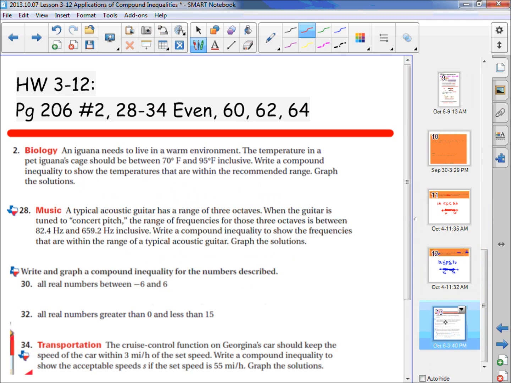The homework is going to be on page 206, number 2, and then 28 through 34 even, and then 60, 62, and 64. If you have any questions, I will be available tomorrow during advisory, so you can come see me then. And you have the rest of the class period to work on your homework. See you guys tomorrow.